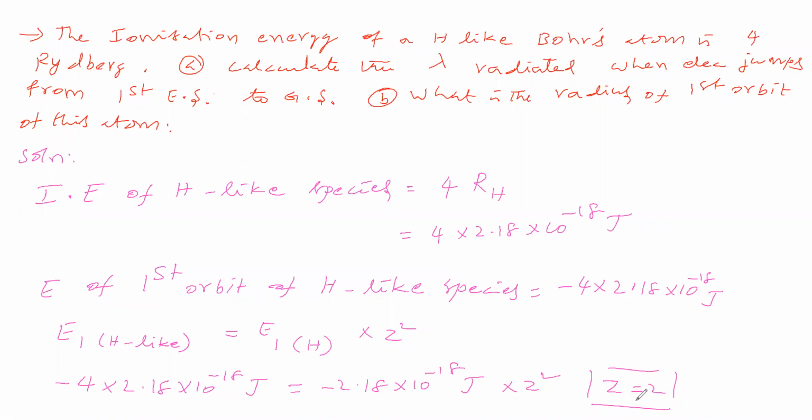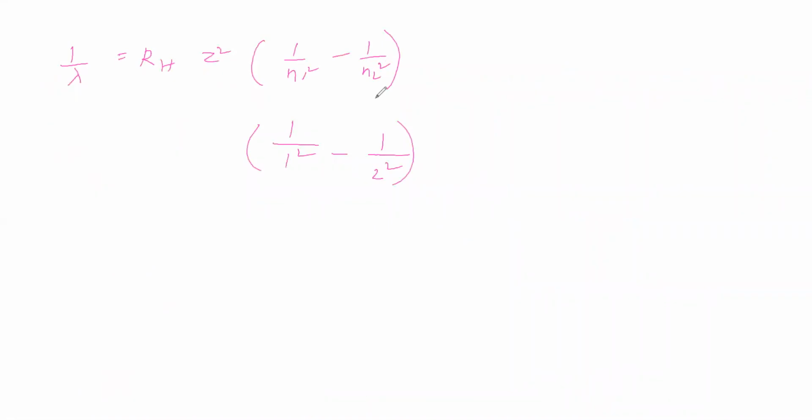So we got the Z value. Now we will find the wavelength radiated when the electron jumps from the first excited state to the ground state. First excited state means the higher level is 2, ground state means the lower level is 1, and the atomic number is 2. Now Rydberg's constant is 1.1 into 10 to the power of 7 per meter. From this we get the wavelength, which is 303.89 into 10 to the power of minus 10 meter.